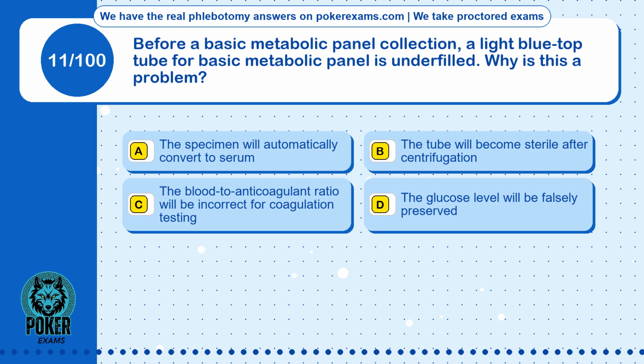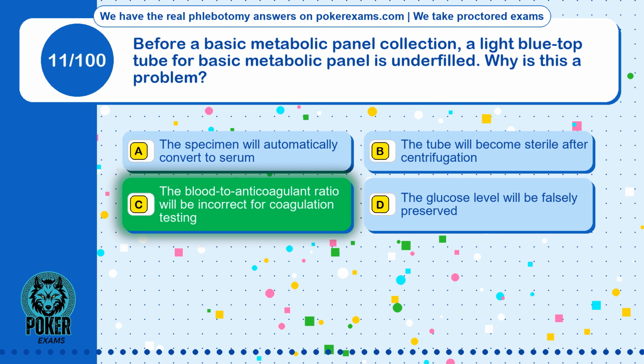Question 11. Before a basic metabolic panel collection, a light blue top tube for basic metabolic panel is underfilled. Why is this a problem? Option A. The specimen will automatically convert to serum. Option B. The tube will become sterile after centrifugation. Option C. The blood to anticoagulant ratio will be incorrect for coagulation testing. Option D. The glucose level will be falsely preserved.